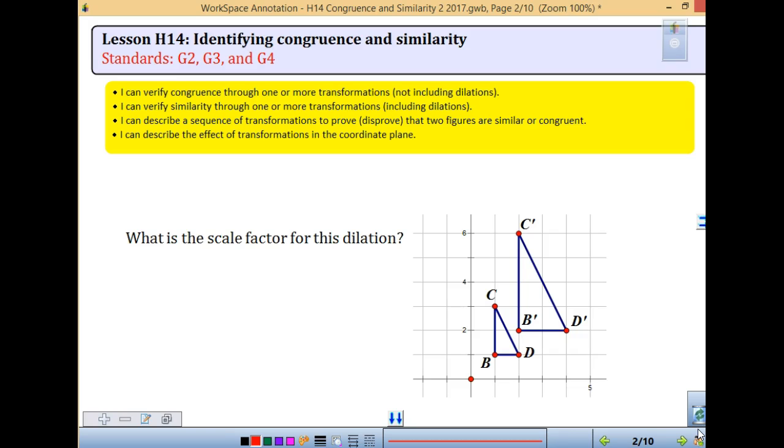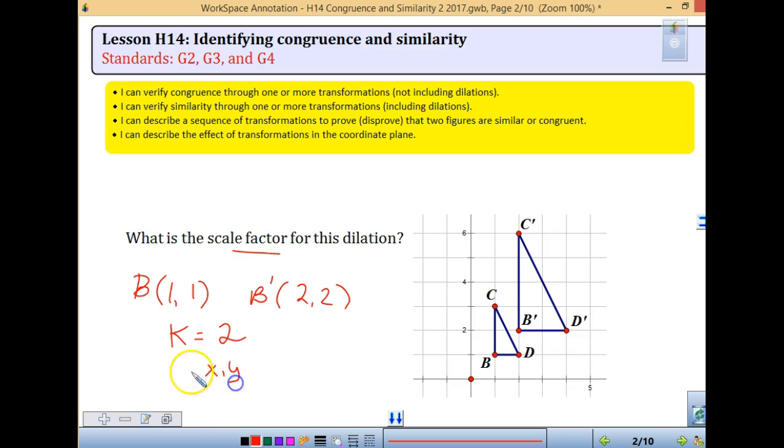14. The difference between 14 and 13 is that now we're dealing with similar figures. So the first thing I want you to take a look at: if I look at point B, it is located where? 1, 1. B prime is located 2, 2. It says, what is the scale factor for the dilation? Meaning, what is K going to be in this one? If I go from 1, 1 to 2, 2, it looks like K should be 2.